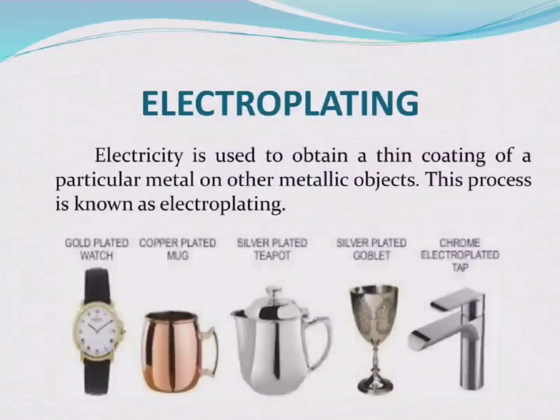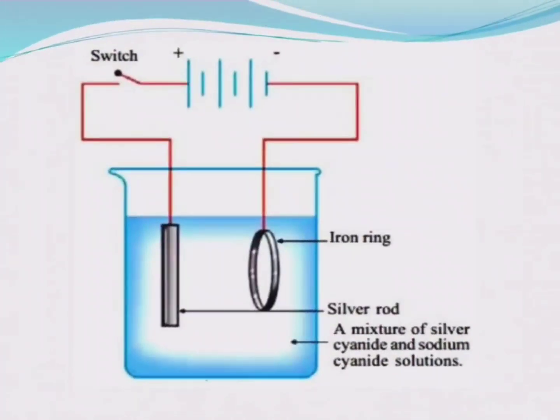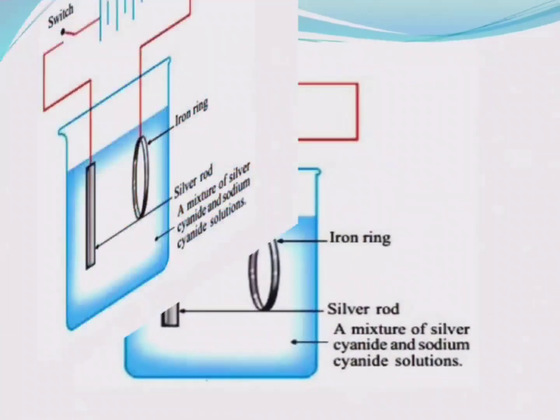The last example for electrochemical reaction is electroplating. Electricity is used to obtain a thin coating of a particular metal on another metallic object. This process is known as electroplating. The figure shows a metallic object which is made as a result of electroplating. Here is the diagrammatic representation of electroplating.